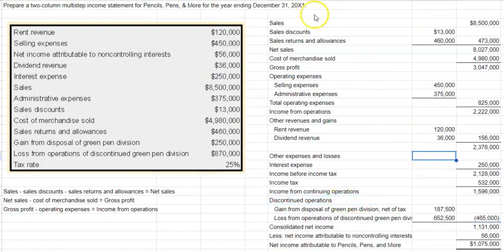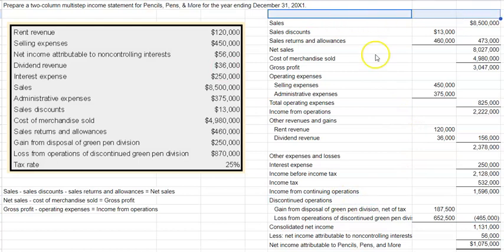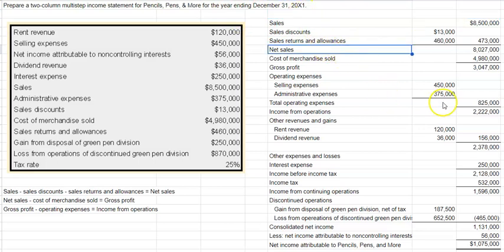Let's see. Also, I would probably put our 3-column header here at the top. So 3-column headers, you will always have the company name. So Pencils, Pens, and More. You will have what statement it is, which in this case, it's an income statement. Consolidated income statement, actually. And then the third line, which is the period, which would be for the year ending December 31st, 20X1.